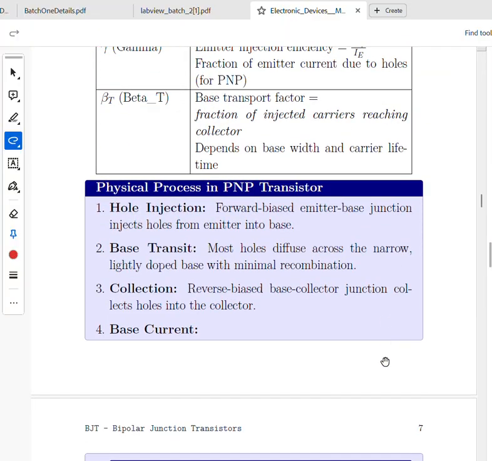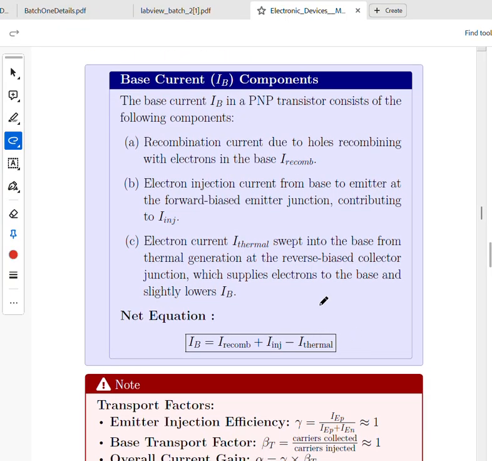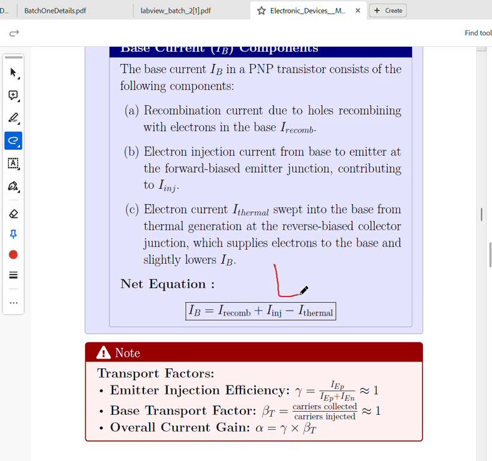Now, base current IB is affected by a number of factors. What are these factors? For instance, this is the PNP transistor. What is base current affected by? IB is affected by the recombination rate. If a greater number of recombinations are happening here, more IB has to be supplied.